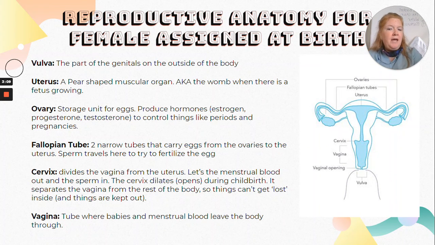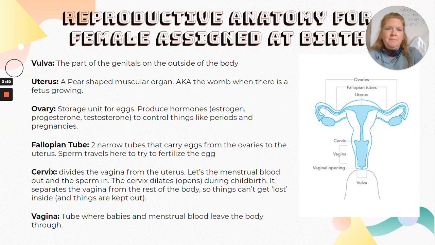Ovaries, storage unit for eggs. It produces hormones, primarily estrogen and progesterone, but also testosterone. And it controls things like periods, your eggs developing, as well as pregnancy. And fallopian tube, you have two, one on each side. They're narrow tubes, and they have these little things on the end like this. They're going to snatch the egg and allow it to pass along the fallopian tube, sweeping it along toward the uterus. And fertilization, if a sperm reaches an egg in the fallopian tube, it can be fertilized.